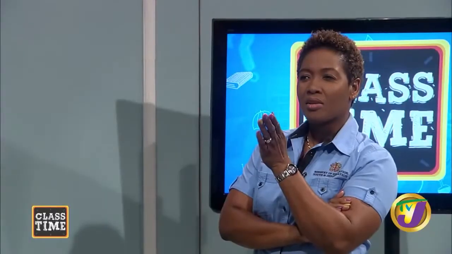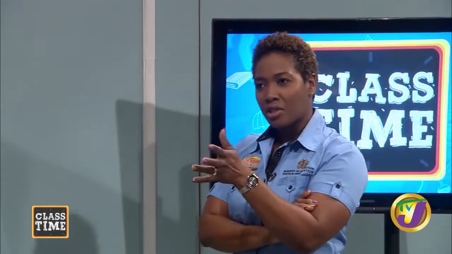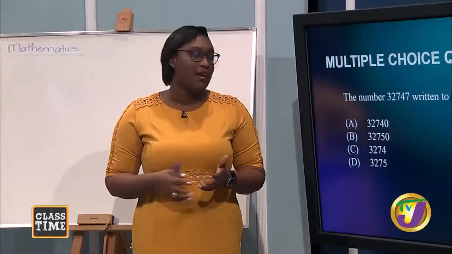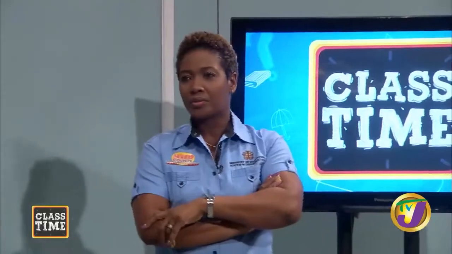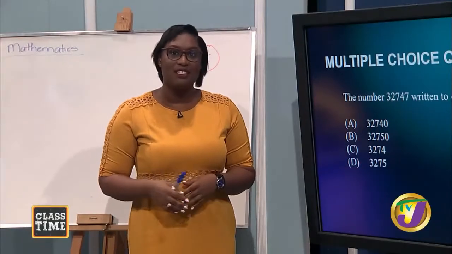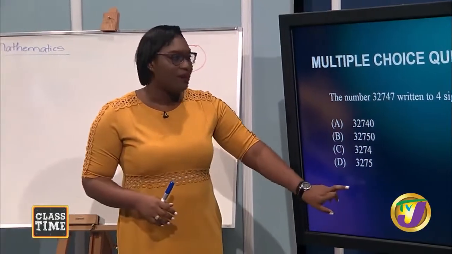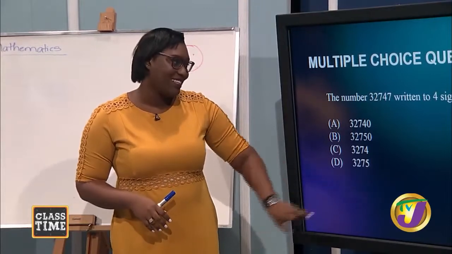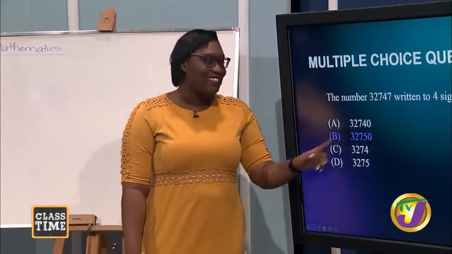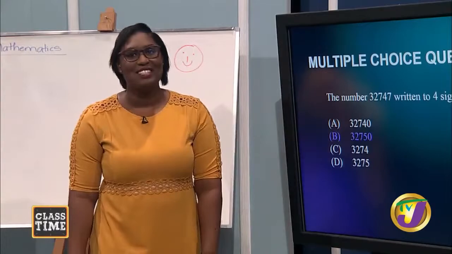No. I would only have 3,000, so I would change the number altogether. Oh, so when you're looking at significant figures, you have to keep the integrity of the original number. Yes, so the value has to remain the same. Gotcha. Hence why we now have 32,750. So as you can see, guys, it is 32,750.